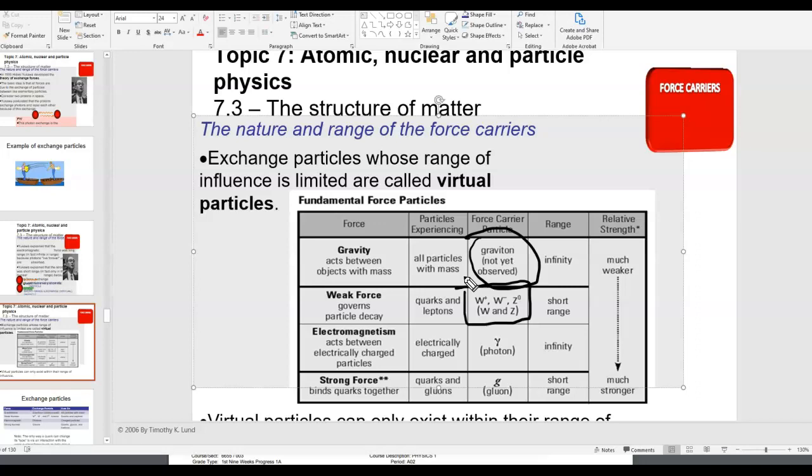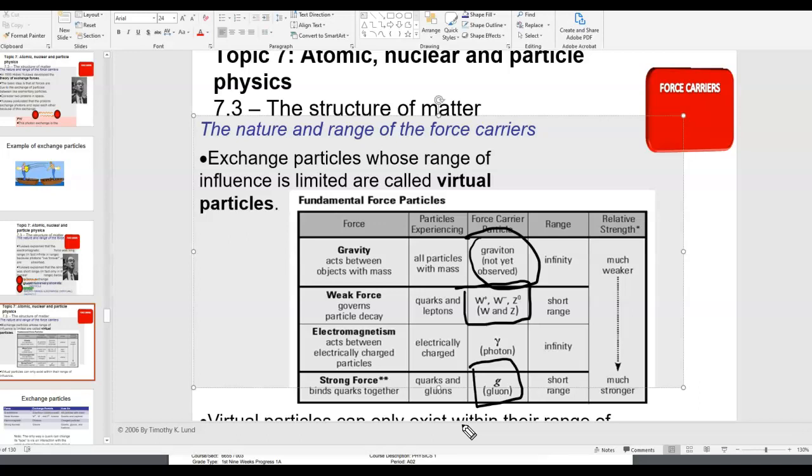And then the gluon is the exchange particle for the strong force. Remember, the strong force holds quarks together. That's what's responsible for the stability of the nucleus. The exchange particle is the gluon because it's like the glue that holds the nucleus together. I guess that's why it has its name. By far the most common ones you'll see are the bottom three. I've never seen the graviton appear on an IB question because, again, that's still pretty theoretical.